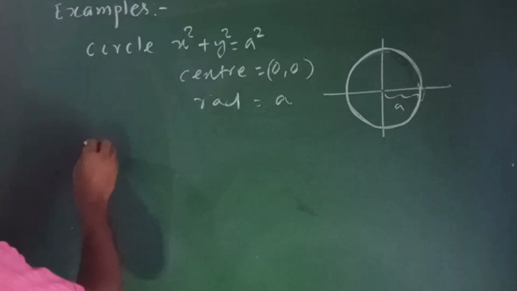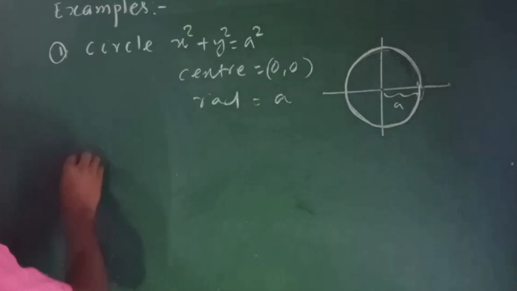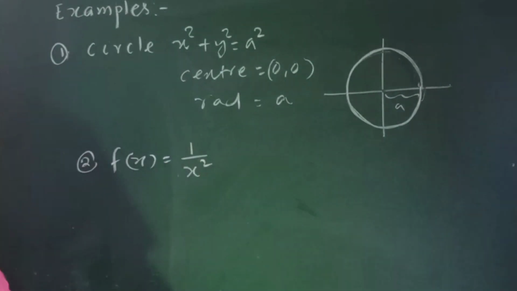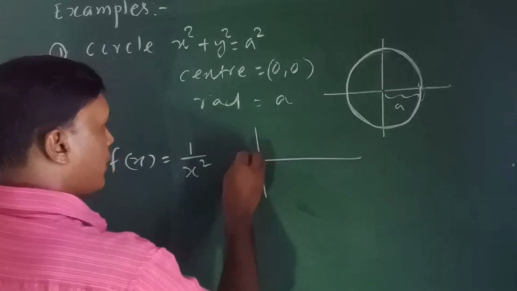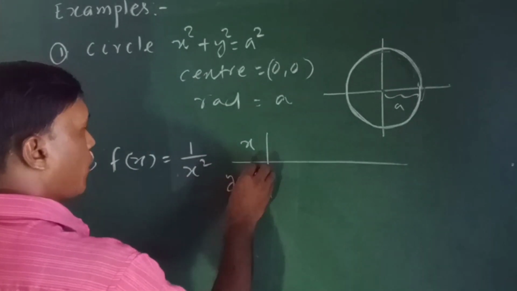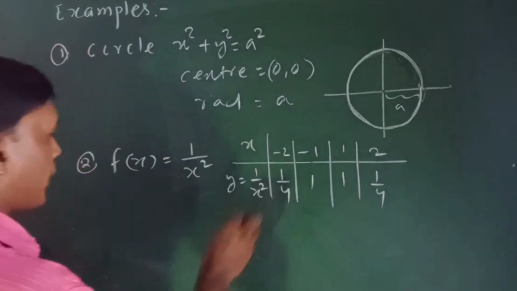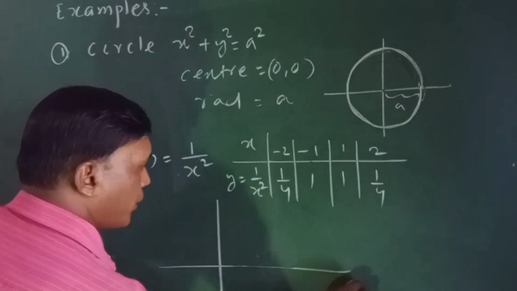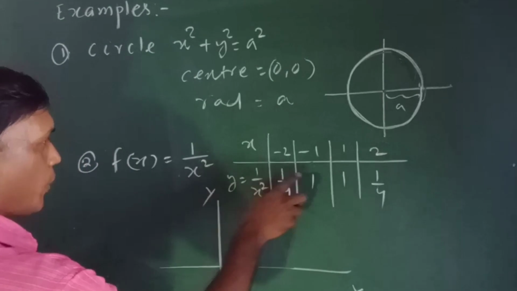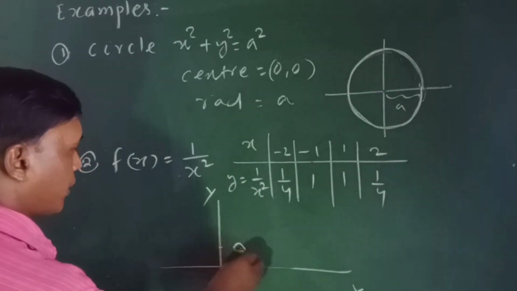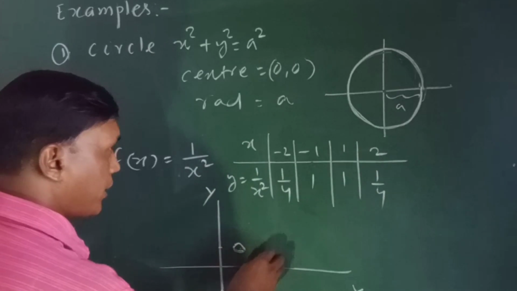But take another example. f of x is equal to 1 by x square. Look, I am taking some points, y is equal to 1 by x square. Now I take some points. Look at the graph of this function. Here is x, here is y. When x is 1, y is 1, that is (1, 1). When x is 2, y is 1 by 4.